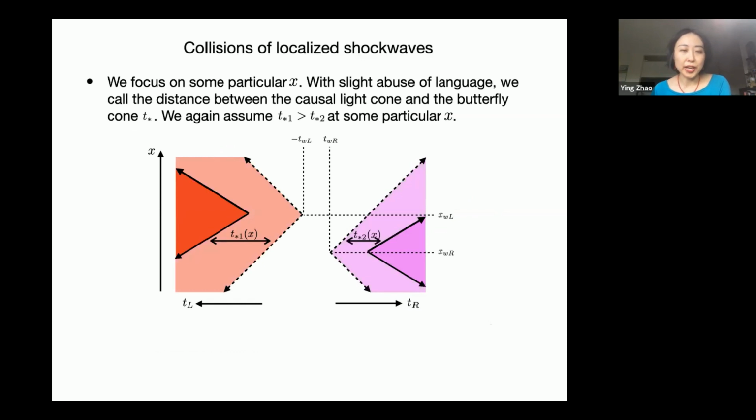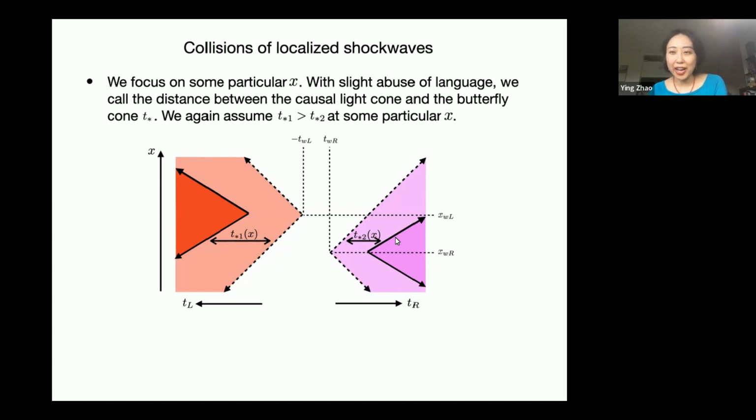And we are interested in collisions of two such localized shock waves. We will focus on some particular x. With a slight abuse of language, we will call the distance between the causal light cone and the butterfly cone T star. Notice that with this definition, T star now becomes x dependent. And we again assume T star 1 is bigger than T star 2.